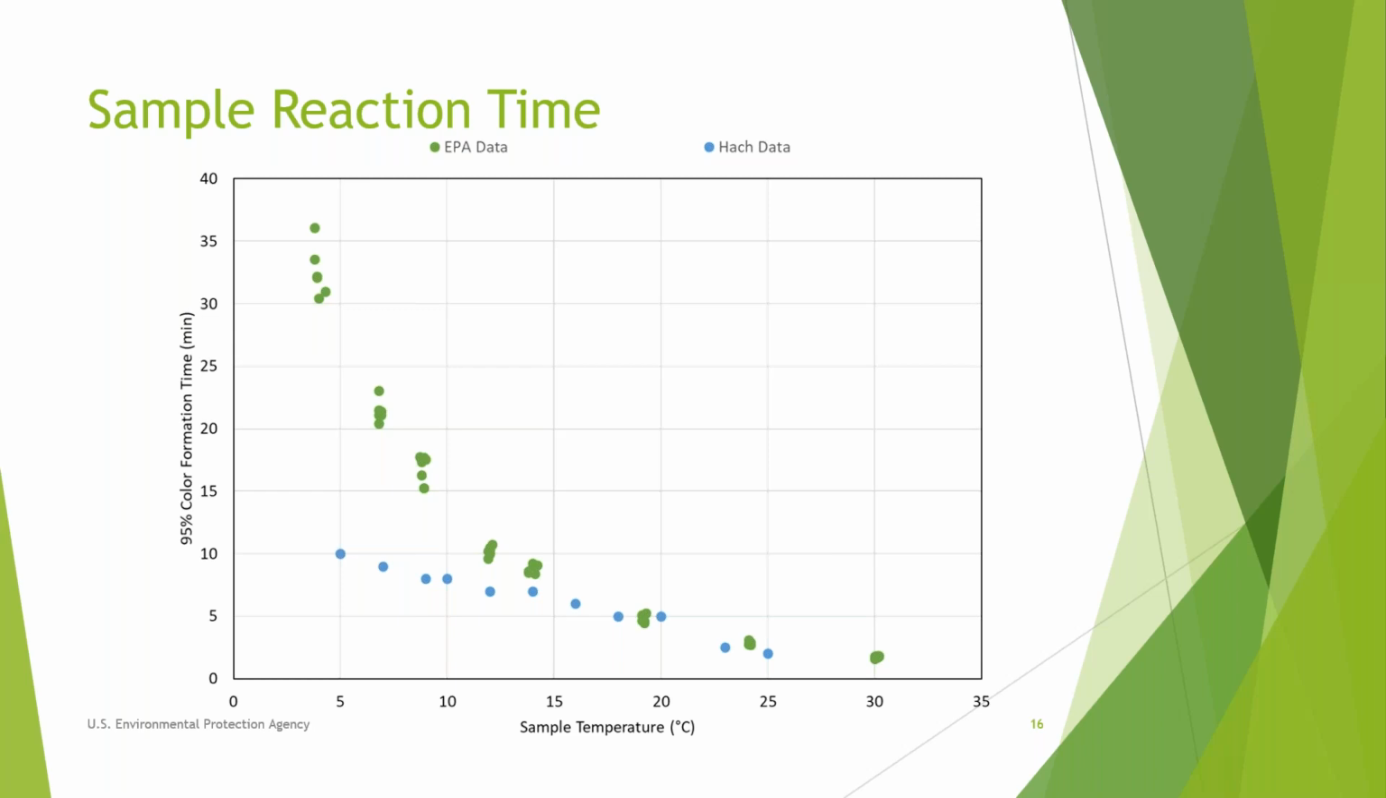So the way we set this up, samples were dosed at monochloramine concentrations of 2 milligrams per liter. And then after reagent was added to each sample, we recorded the amount of time it took to mix and then to pour that into the cuvette.